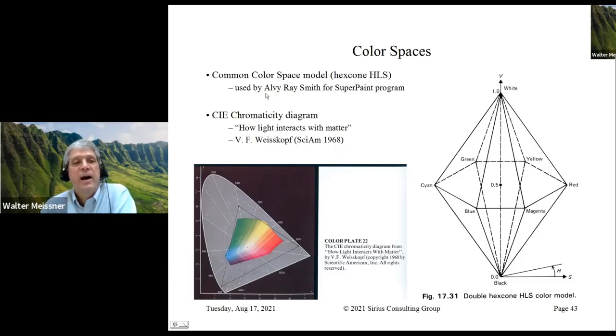Now, Alvy Ray Smith is another key person. He developed the SuperPaint program, and he needed a color model for it. And he developed this double hex cone system: hue, luminosity, and saturation. So here's black, here's white, here's the halfway point. And around this hexagon are the primary and secondary colors.